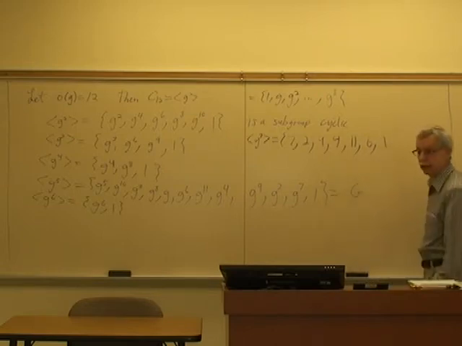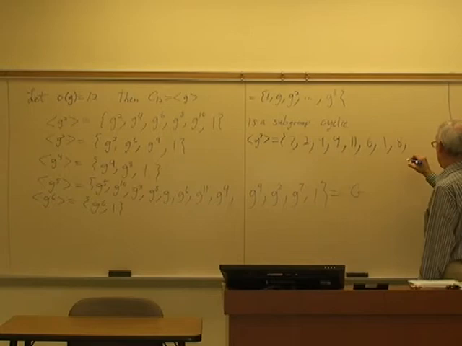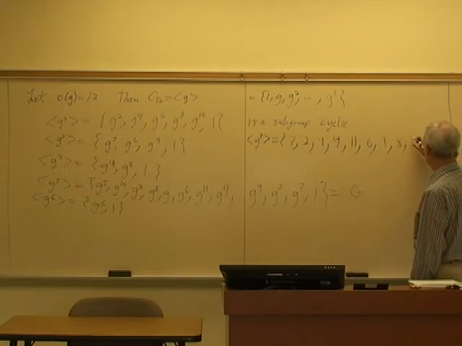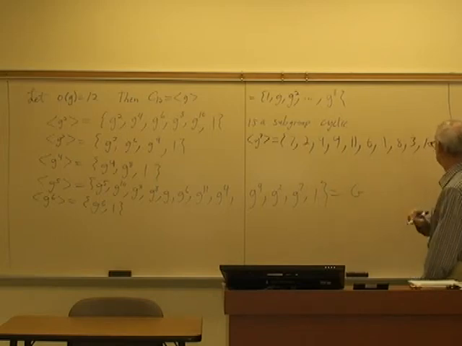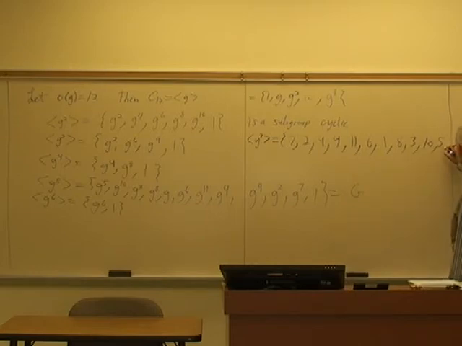So I have the whole thing. 1 plus 7 is 8. Plus 7 is 15, which is 3. Plus 7 is 10. Plus 7 is 17, which is 5. And then 5 and 7 is 12, which is 0. So we have the group again.